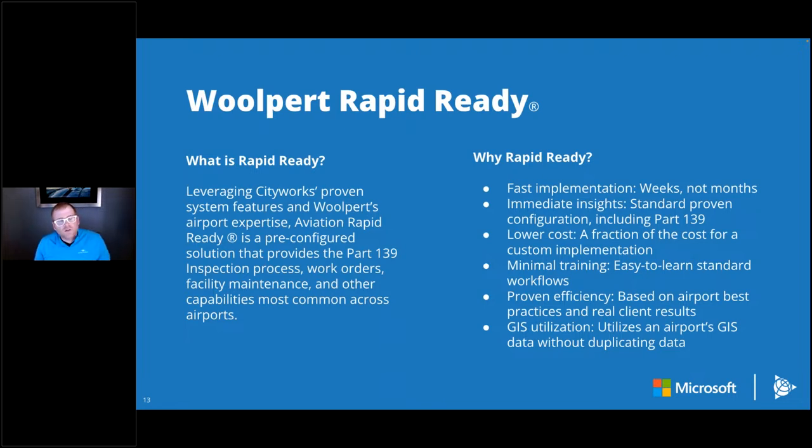with a fresh configuration. One of the other things that we're able to do, on the Woolpert side, we have something called Rapid Ready. What it does is leverage Cityworks' proven features and technology, and then our airport experience, right? So that you get an environment that is pre-configured for Part 139s, work orders, landside maintenance, and a lot of other things. So what does this allow you to do? It allows you to be much quicker in an implementation, right? We can get it done in weeks, okay? Immediate insights, right? This has already been deployed many places, so it's that proven configuration, including Part 139.